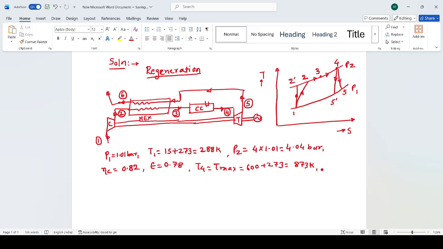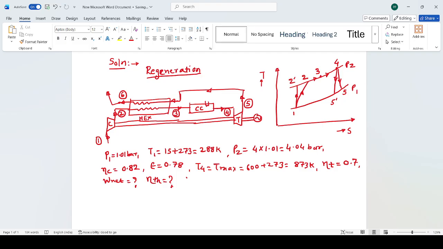Turbine efficiency is also mentioned to me. That is eta T, turbine efficiency 70%, 0.7. And you are supposed to neglect any losses which are taking place. And we have to find out the W net, the net work obtained from the cycle, and the cycle thermal efficiency. Cycle efficiency indeed is nothing but the thermal efficiency.